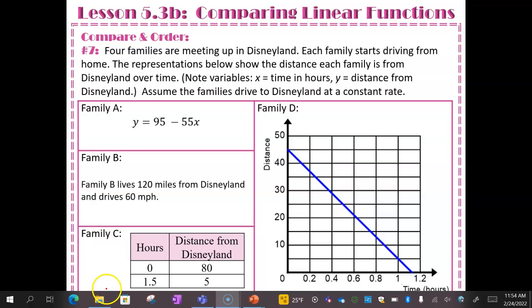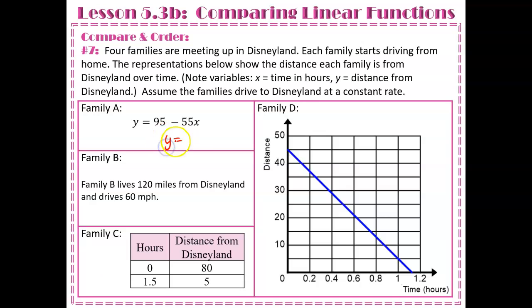All right, let's see where I left off here. I'm going to rearrange this first one: y equals negative 55x plus 95. I just switched those two. Family B, we said the equation was y equals negative 60x plus 120. Family C, we said the equation was y equals negative 50x plus 80. And I think that I stopped the video when we were getting family D's equation.